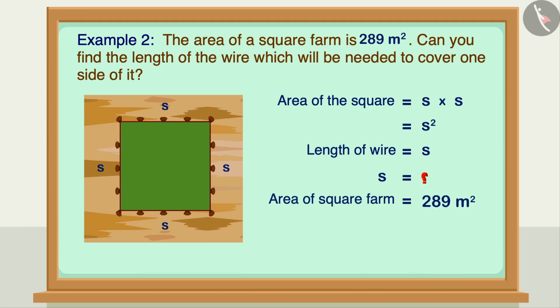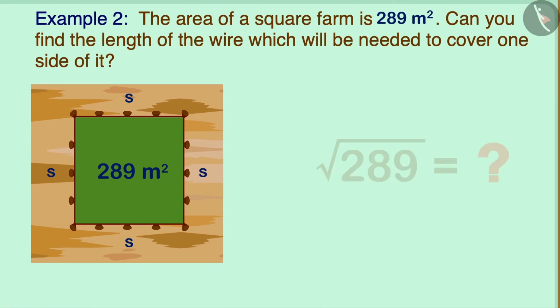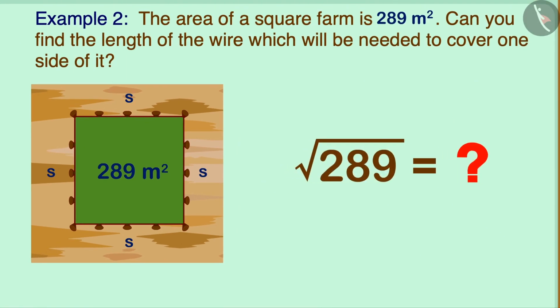The area of a square farm is 289 square meters. Which means the square of S is equal to 289. We have to find the value of S here. That is, S will be the square root of 289. To find the square root of 289, we will start subtracting odd consecutive numbers from 289.